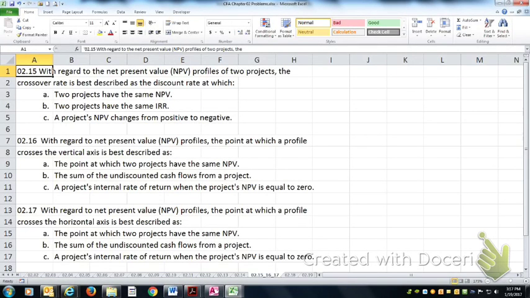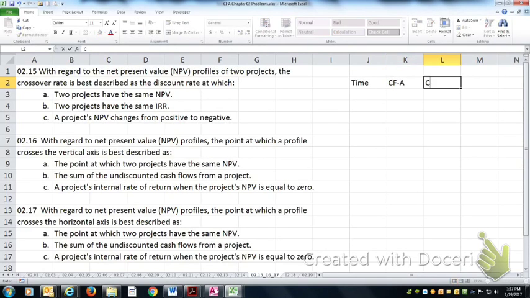This is problems 15, 16, and 17 from Chapter 2 of the CFA Institute textbook, Corporate Finance, A Practical Approach, 2nd edition. I'm doing these together because they all have to do with the NPV profile, and it's just easier to illustrate all three with a demonstration. So let me create two cash flow problems. This is cash flow A and cash flow B.